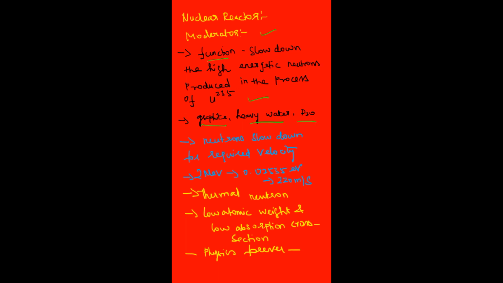The next point, for example the neutrons are slowed down to the required velocity. For example, a fast neutron can be slowed down to the required velocity. For example, 2 mega electron volt can be slowed down. The required electron volt may be 0.02535, then the corresponding velocity may be 2200 meter per second. So after we slow down the neutron, finally we get thermal neutron.